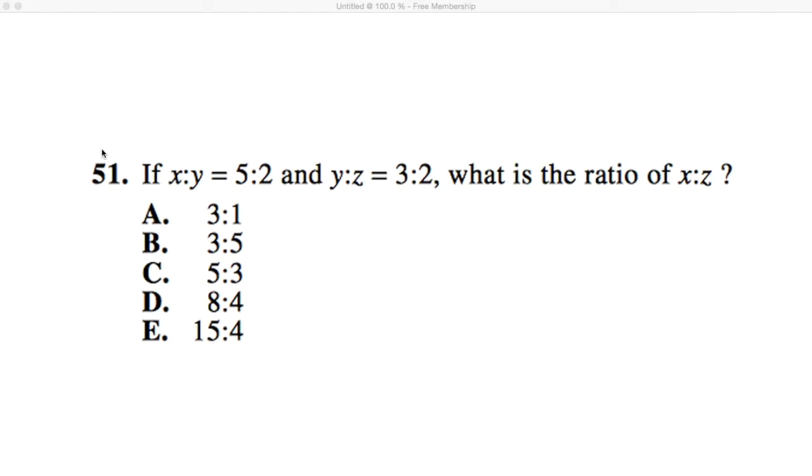Today, number 51 out of an ACT. If the ratio x to y is 5 to 2 and y to z is 3 to 2, what is the ratio of x to z? Okay, this is very much like the idea of a common denominator.